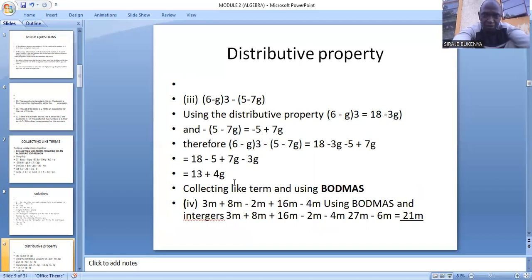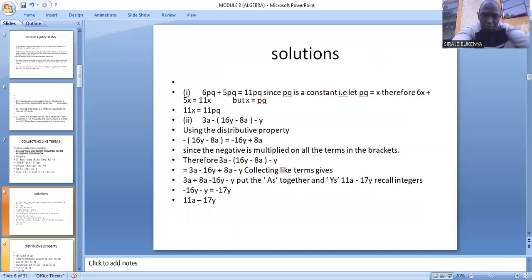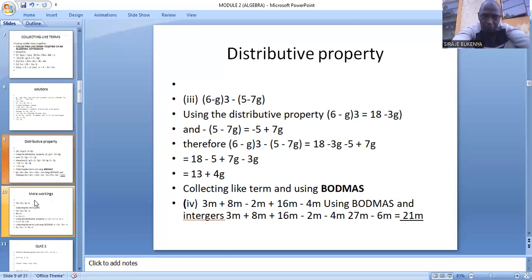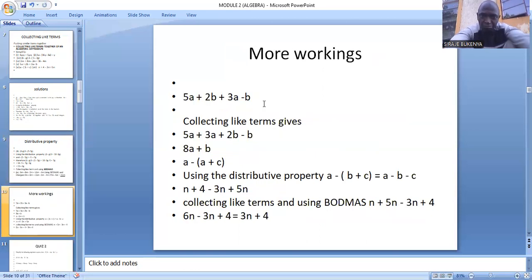So in the next one, you can use BODMAS. That means put the plus first, because BODMAS says brackets, of, division, multiplication, addition, subtraction. So start with addition and then subtraction, and the answer should be 21n. We can move on and look at the other solutions. Do the same thing, collect like terms, then use BODMAS. Get your answers as this.